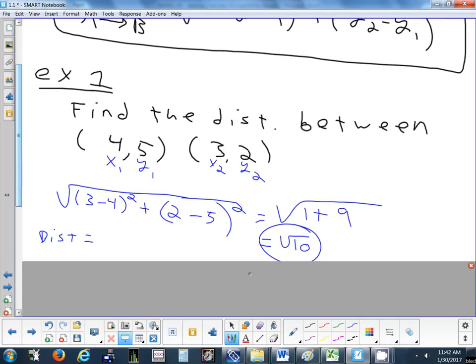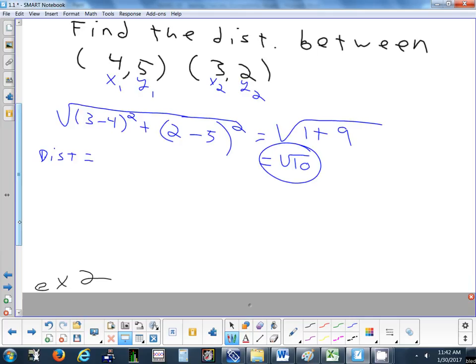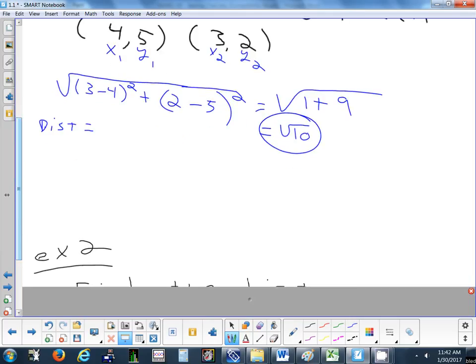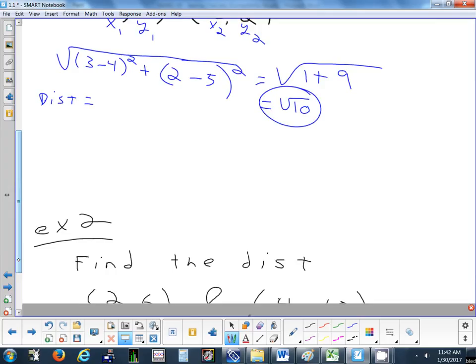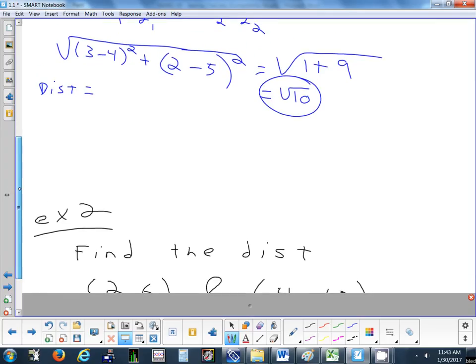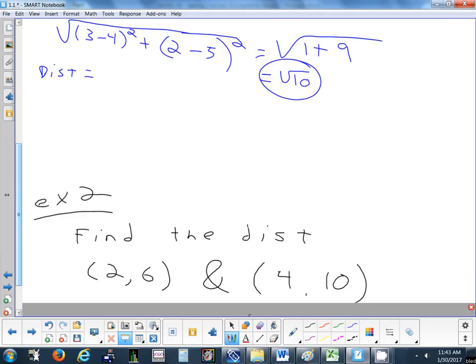Any questions on distance there? Now, this is a problem that there is nothing else to do. This is a square root that cannot be reduced. Let's look at one where we get a square root that can be reduced. And that's why I did the distance formula, because I wanted you to make sure you remember how to do this. Okay, so example 2, find the distance between those 2 points. 2, 6, and 4, 10.